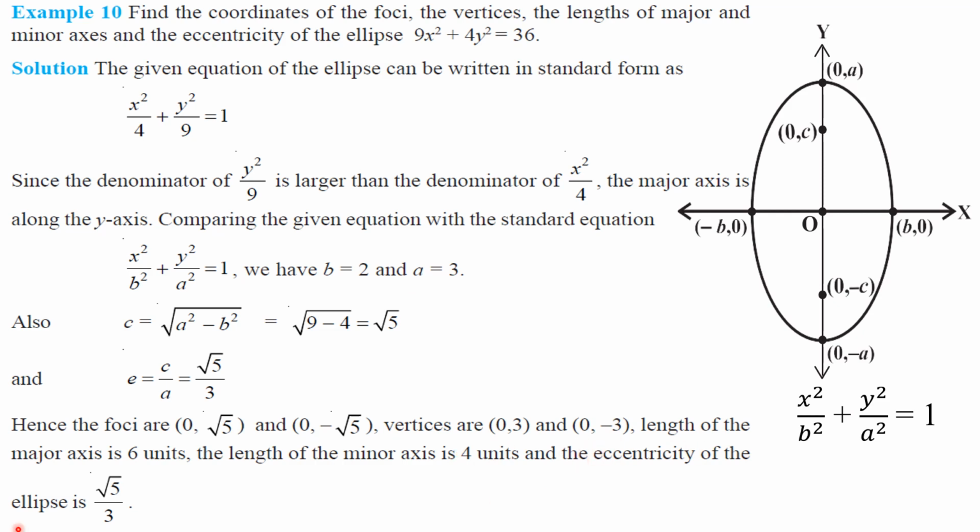Now come to the length of the major axis. What is the length of the major axis? 2a. So 2 into a. What is the value of a here? 3. 2 threes are 6 units. Understood this point, my children?